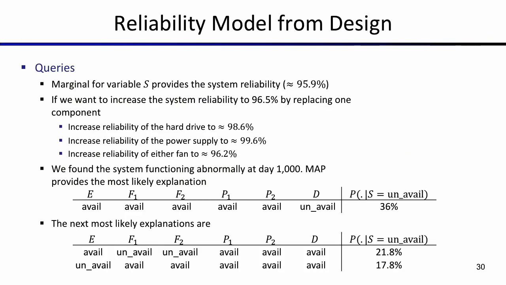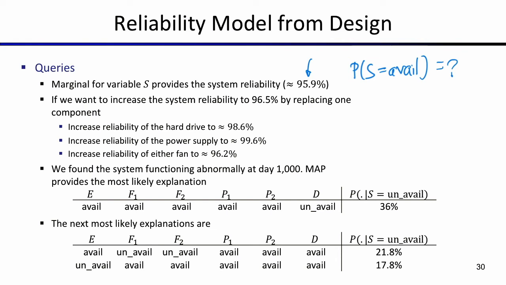So there are a few analyses that we can make using this model. The first one would be to compute the probability of the variable S, right? So we can ask about the probability of S equal avail. I'm interested in the system being available, and I want to compute this probability. It's going to give us the probability of the availability of the entire system, and the answer for this query is going to be 95.9%.